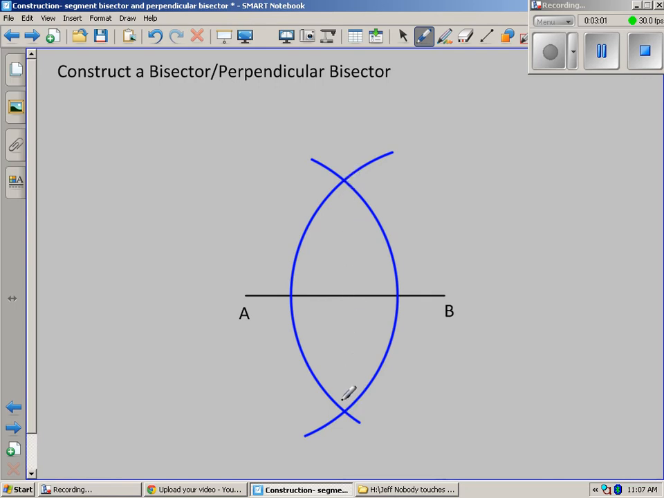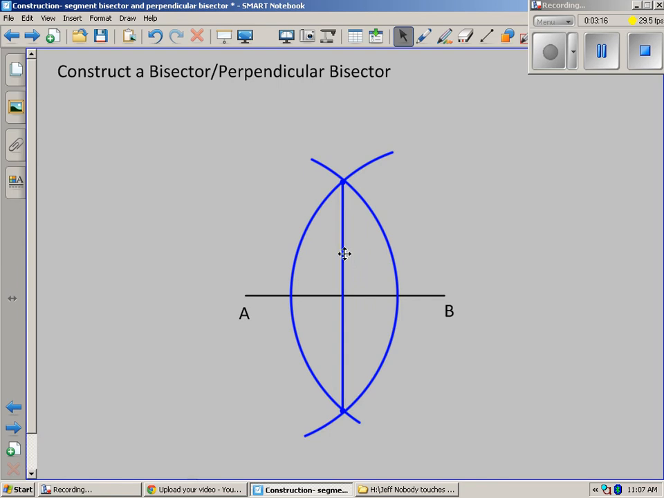Make sure the first arc and the second arc cross, then those points where they cross are where the bisector will go through. So what I'm going to do is draw a segment from those two points, and where those two points run into those little X's would be my segment bisector.